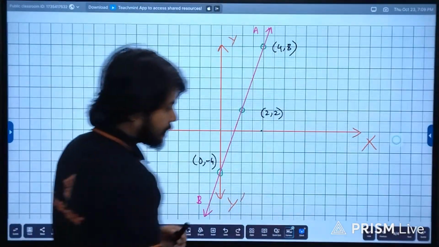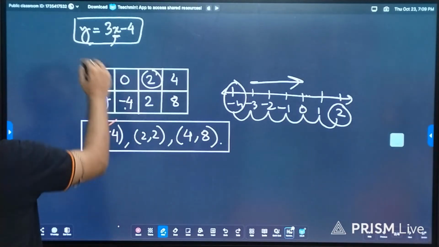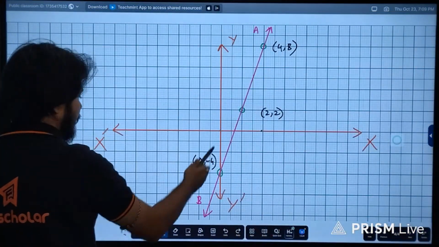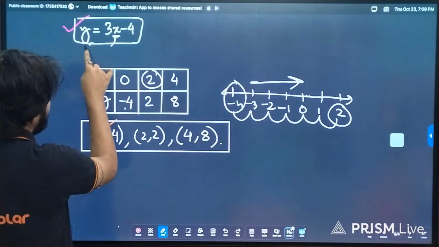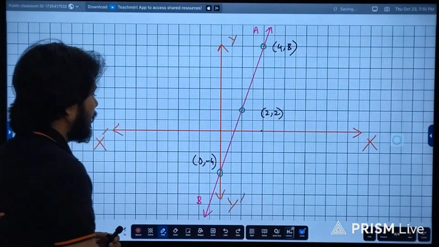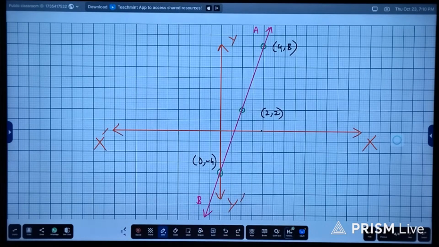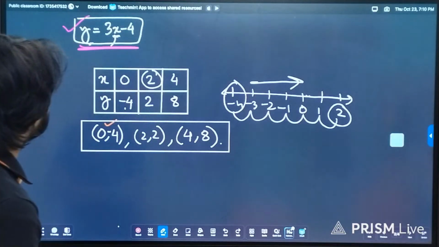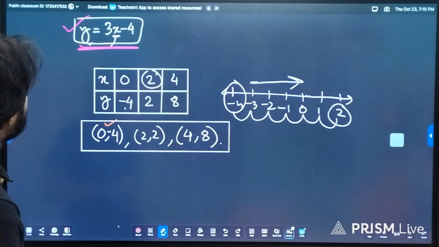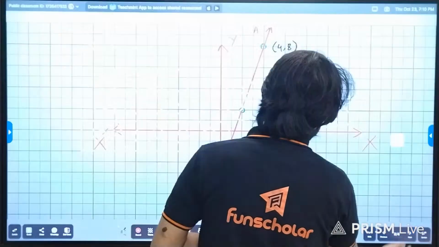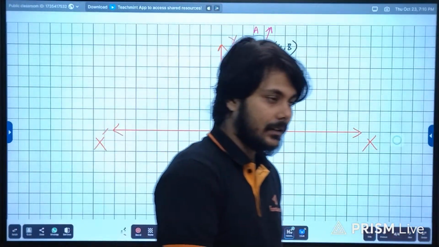This is the straight line that has been formed from this algebraic expression, and every point that lies on this straight line is a solution for this particular expression. Understood? Is it clear? Yes.